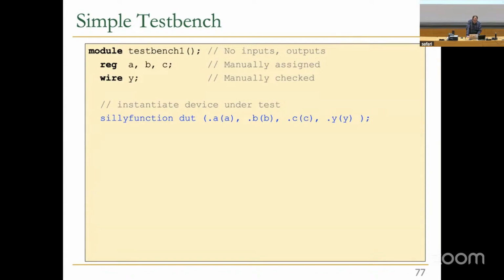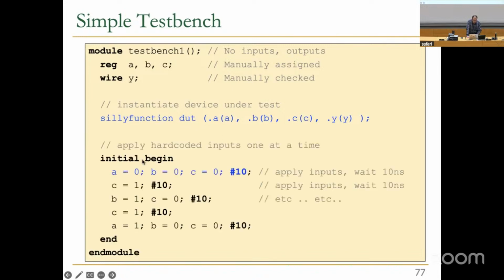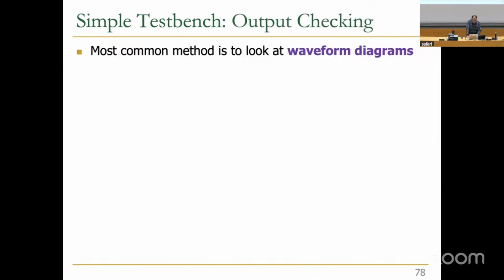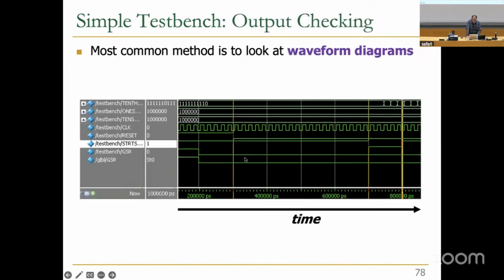So your top level module, the test bench, has no inputs or outputs, but internally has some wires and registers. You instantiate the module that you want to test. Then in the initial block, you give some values to these inputs. For example, you put A 0, B 0, and C 0, then wait for 10 nanoseconds, then change the input C to 1, then wait for 10 nanoseconds, and then another bit vector, another, and another. Once you have this, you can run your simulation and then generate the waveform diagrams.